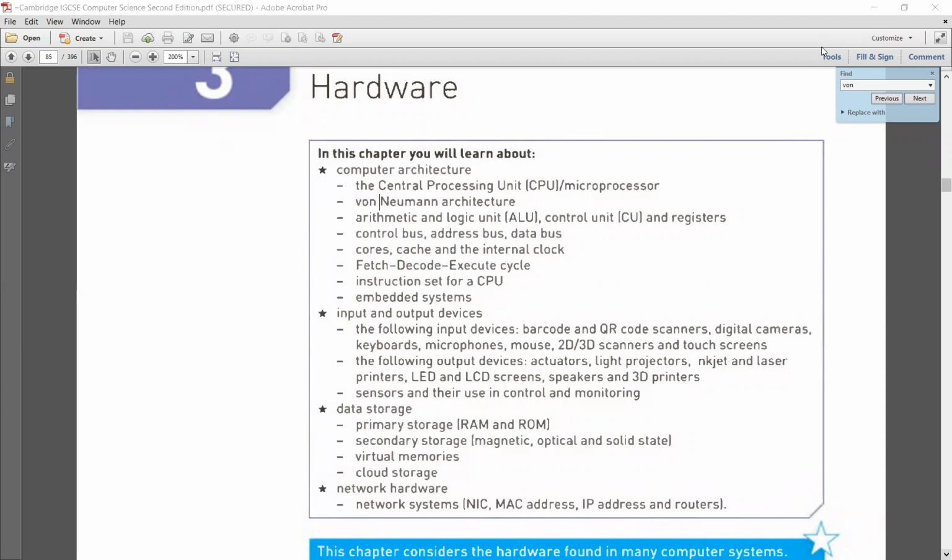As far as chapter 3 is concerned, what you need to study, I'm just pinpointing those material first. The first thing that you need to focus on is computer architecture. And in this, you need to know von Neumann architecture. You need to know the parts of microprocessor or CPU. Then the number of the buses and their purposes.